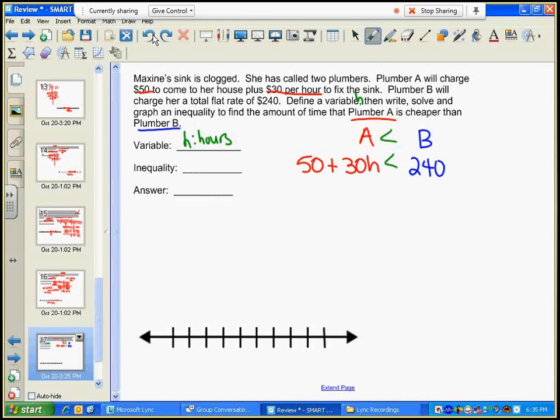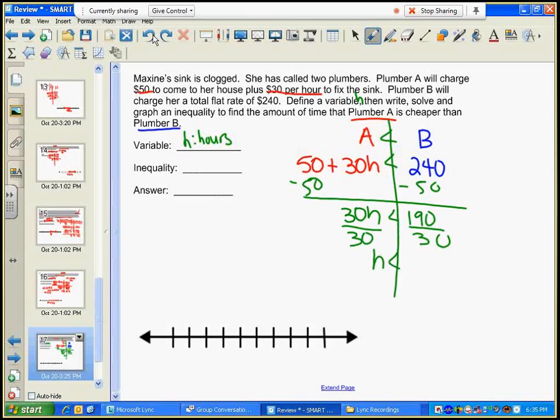All I'm going to do is solve. I'll do it in green. So I'm going to subtract 50 from both sides. And I end up with 30H is less than 190. And that's not going to divide evenly, but it doesn't matter. So divided by 30, divided by 30. And I end up with H is less than 6.3333333, which is the same thing as 6 1/3, which is the same thing as 6 hours and 20 minutes.